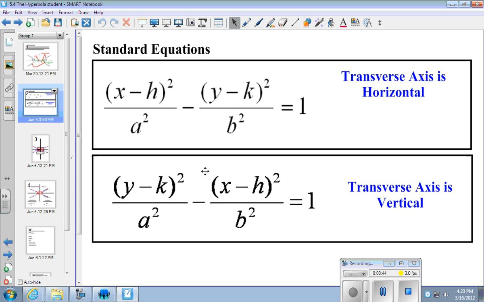Okay, here are your standard equations. Notice the negative sign. Remember, it's a difference that we're dealing with. The a value is always under the biggest. If a is under y, it's vertical. If a is under x, it's horizontal. Okay.